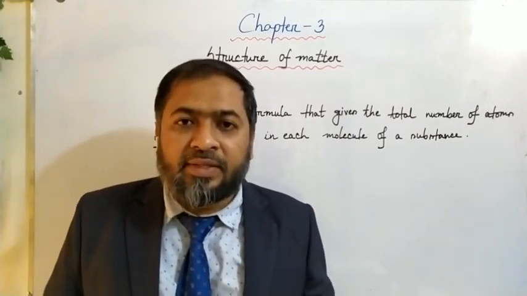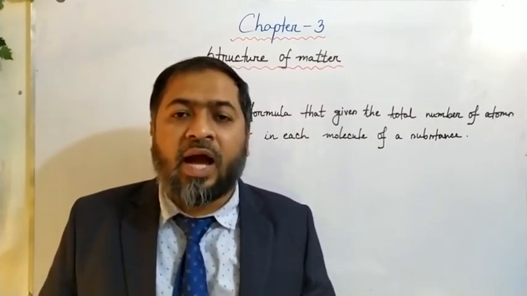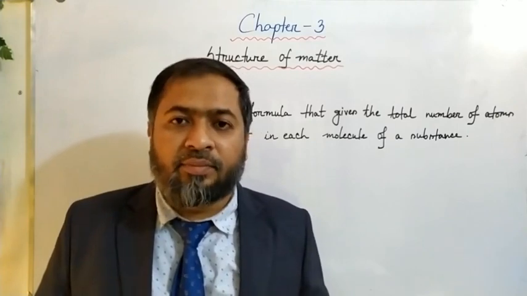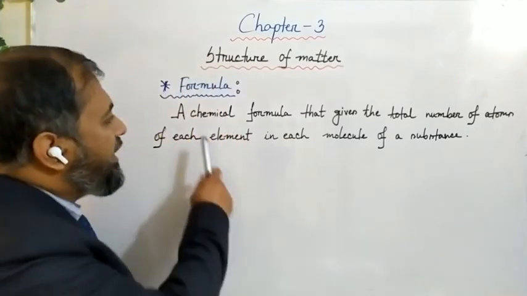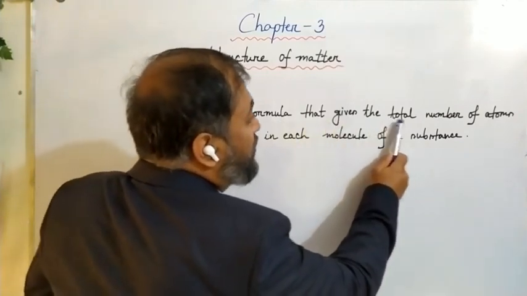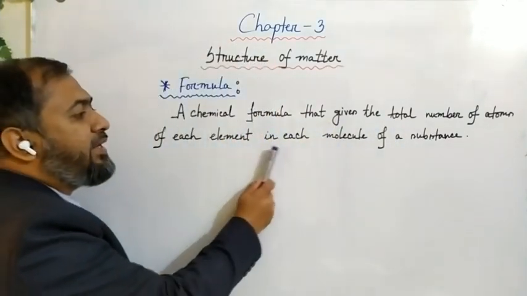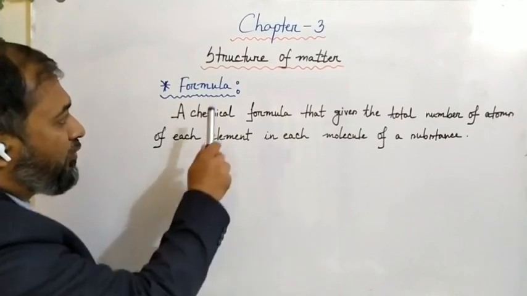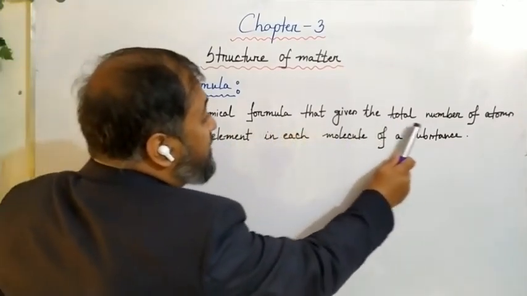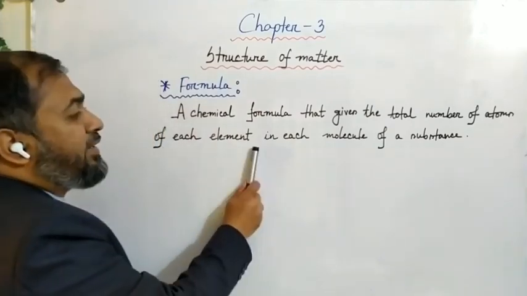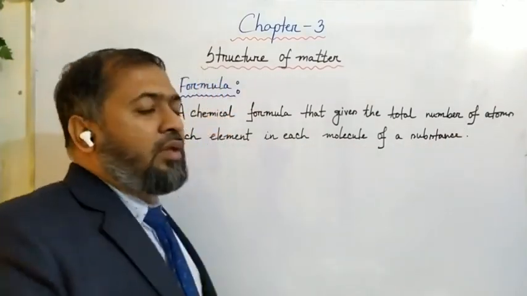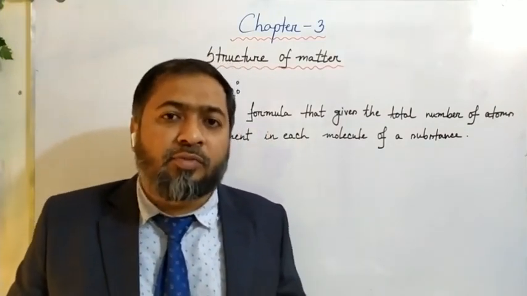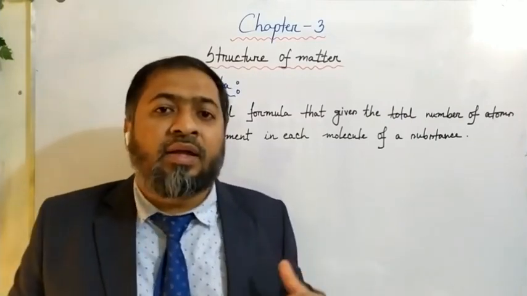Students, we denote an element's atom by a symbol, but how do we denote molecules? We denote molecules by writing the formula. Now what is the formula? A chemical formula gives the total number of atoms of each element in each molecule of a substance. I repeat once again, listen very carefully. It's a very important definition. Now students, we know there are two types of molecules, elements' molecules and compounds' molecules, and I'm going to write down some formulas of molecules.